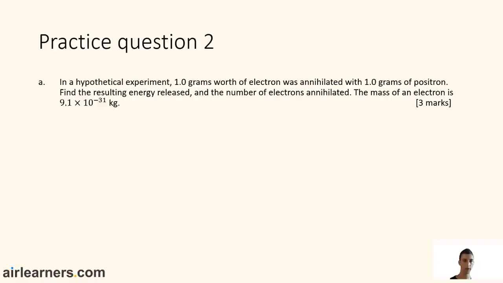All right, practice question 2. So in a hypothetical experiment, 1 gram worth of electron was annihilated with 1 gram of positron. Find the resulting energy released and the number of electrons annihilated. Remember that the mass of an electron is 9.1 times 10 to the negative 31 kilograms. So 3 marks, so you've got, let's say 3 minutes to do the question. Hopefully it takes you a little bit less than that, but you can pause the video now and click play once you're ready.